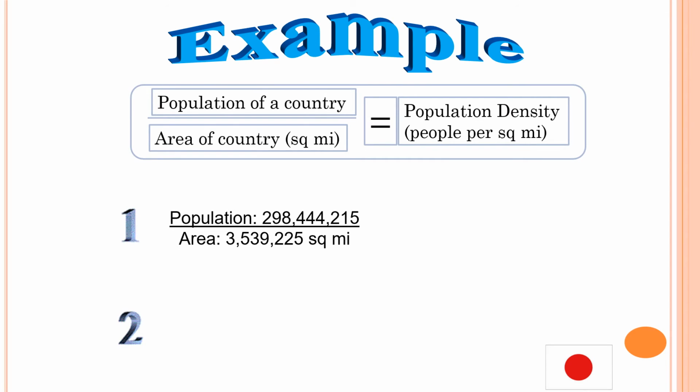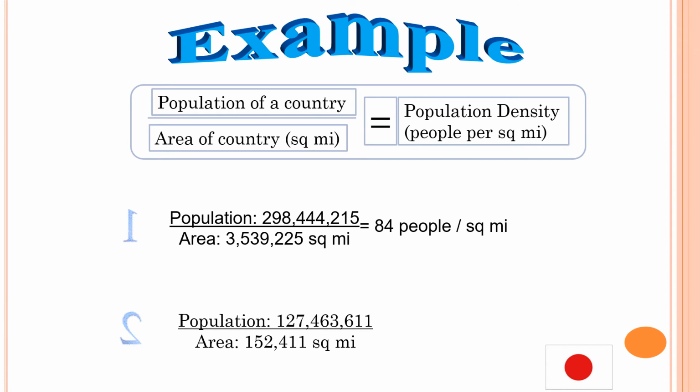Now population is like here, population and area in square miles. Now the density is 84 people per square mile. Now go to another example, population here and area. Now the answer for this example is 836 people per square kilometer.